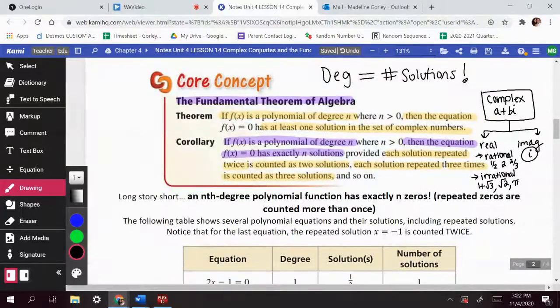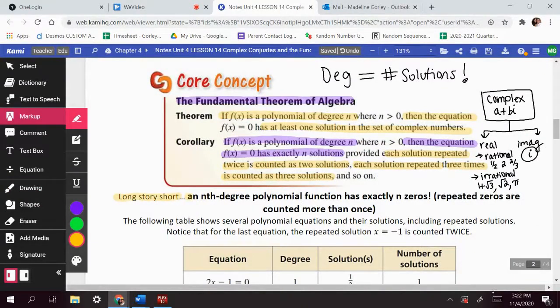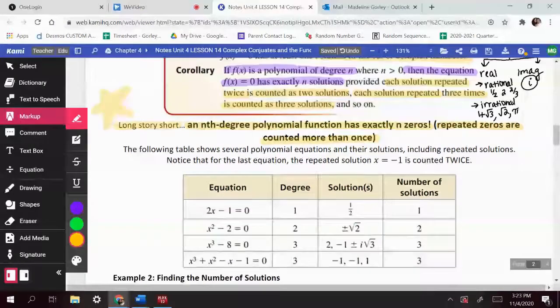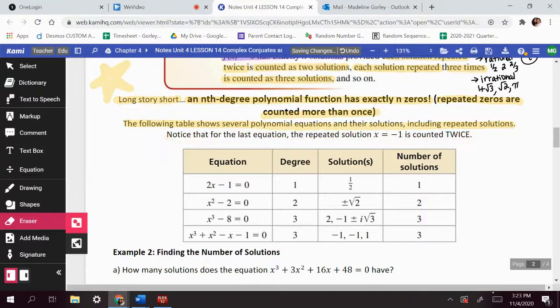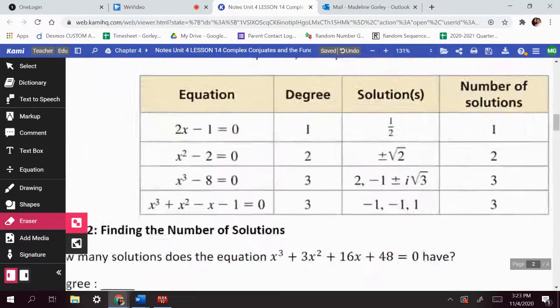Okay, so down here it says, long story short, an nth degree polynomial function has exactly n zeros where the repeated zeros are going to be counted more than once. That is like the big star, the main point of the fundamental theorem of algebra that we're going to focus on today. It says the following table shows several polynomials and their solutions, including the repeated solutions. Notice that for the last equation, the repeated solution, -1, is counted twice. So we're counting that as two separate solutions. So let's look closer at this chart.